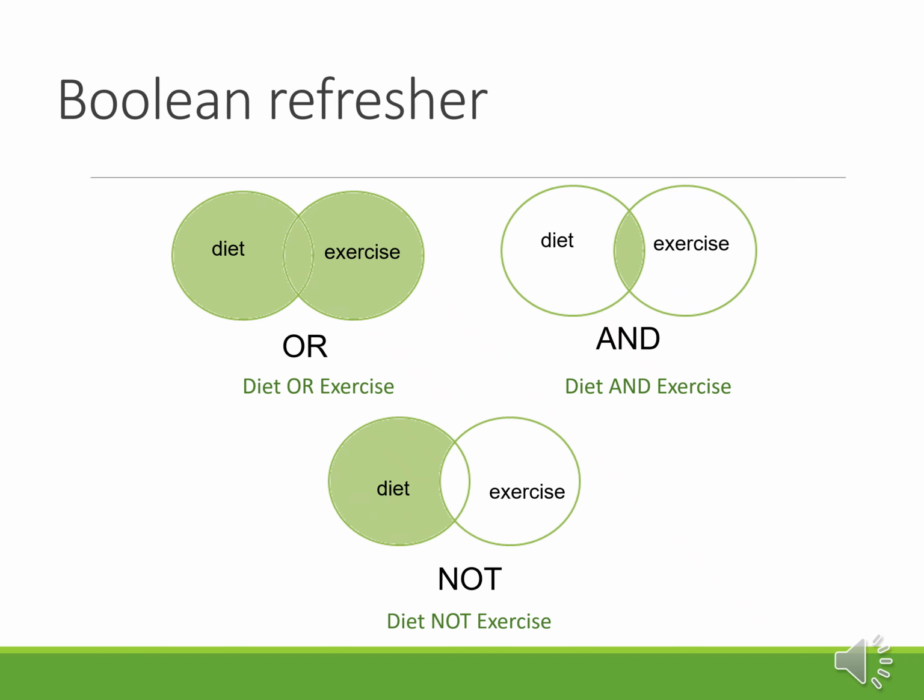The Boolean AND instead limits your search. So here, if you do diet AND exercise, you're only going to bring back the articles that use both of those terms. So you only have that section in the middle in green where the two of those overlap. NOT allows you to exclude things. So here we have diet NOT exercise. So we get the items that use diet, but not the ones that use diet and exercise. So that excludes a little bit of content there.